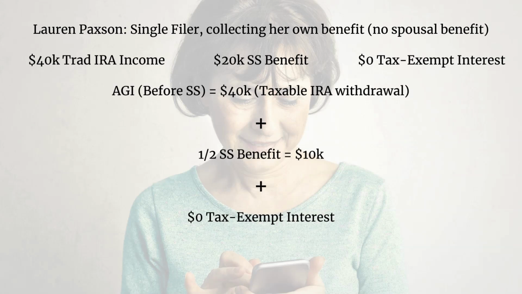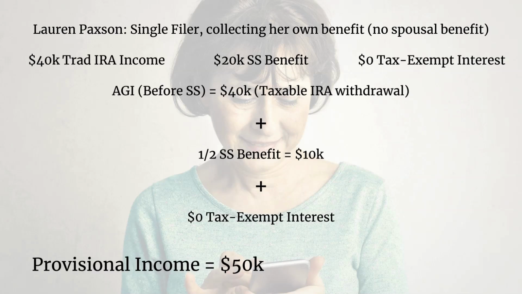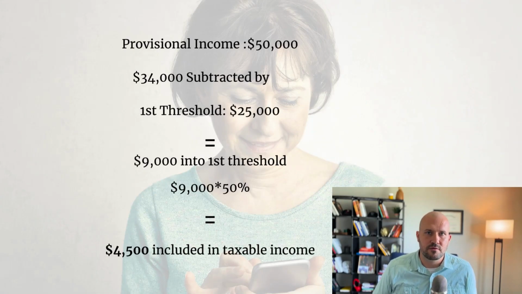What we then look at is, again, half the benefit of the Social Security gives us a provisional income of $50,000 per year. Since we know she's already eclipsed the first threshold, we know that at least $4,500 is going to be included in her taxable income. And the reason is, again, you take the $34,000 minus $25,000, that gives us $9,000. Half of that figure is $4,500.